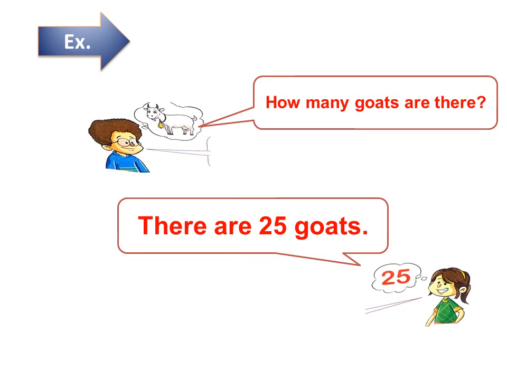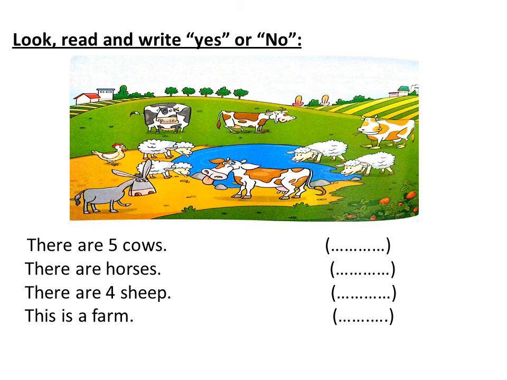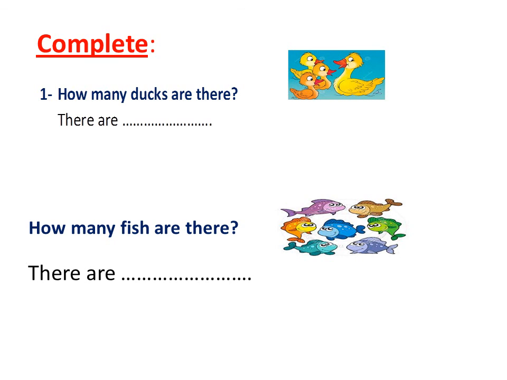For example, how many goats are there? She answered and said, there are 25 goats. Look, read and write yes or no and complete.